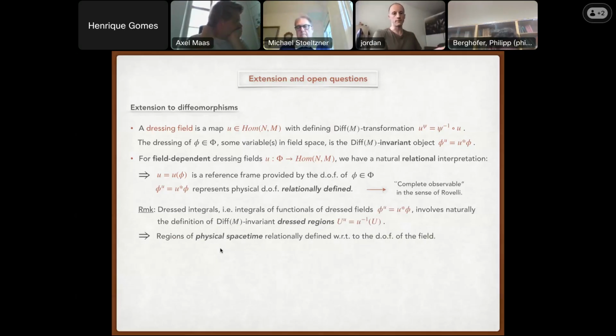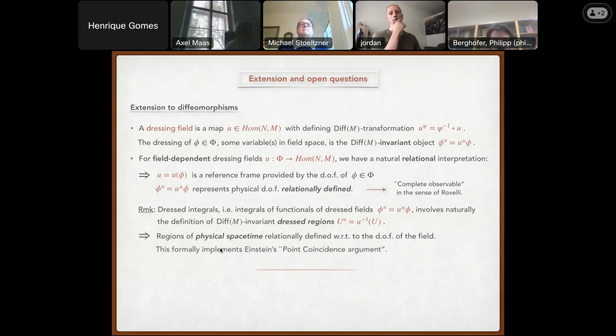Again, M is not spacetime, as people familiar with the history of general relativity and the whole argument know. But in that case, the dressed region could be understood as a region of the true physical spacetime. So in that case, the dressing field approach in that framework formally implements the Einstein point coincidence argument, right?